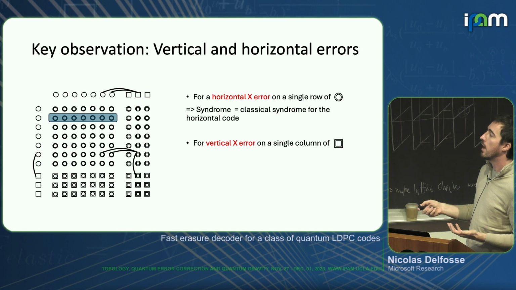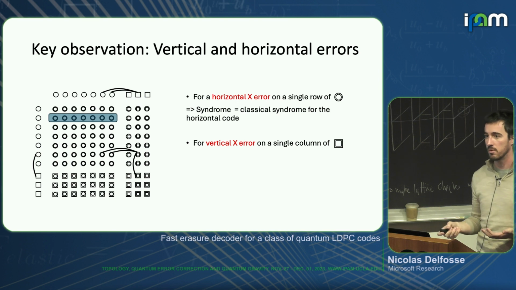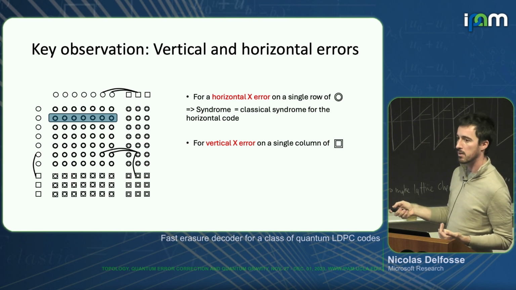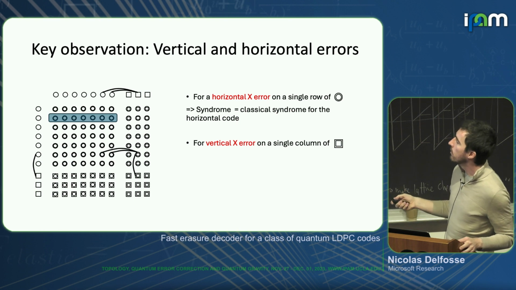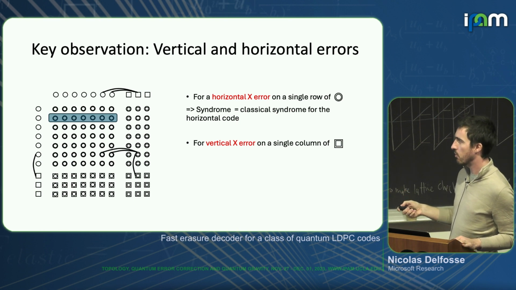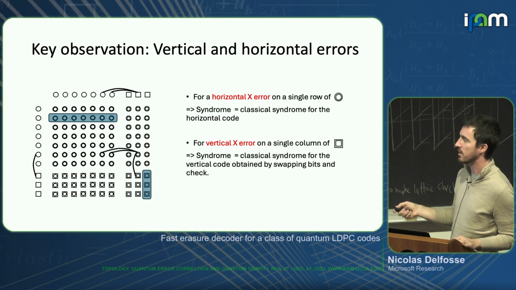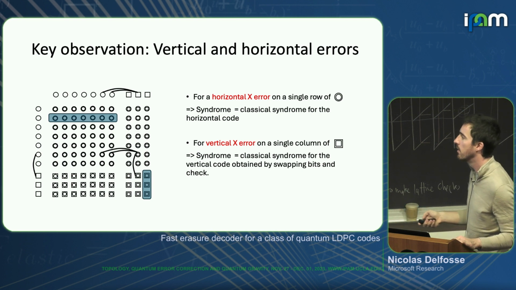So I will need to tell you how we reduce the problem to a single row. In general, errors will be everywhere. And we have the same observation vertically for a vertical X error in square square. So there are qubits here. It's a vertical error here. Then the syndrome is also the syndrome of a classical code, but looking vertically inside this code. And because qubits are supported on square square, we'll put bits here. So it's a classical code where we reverse the roles of squares and circles.